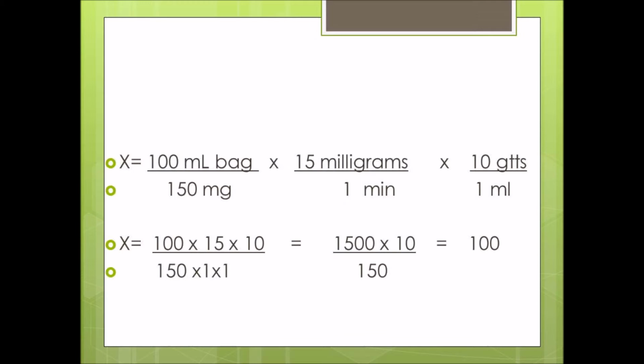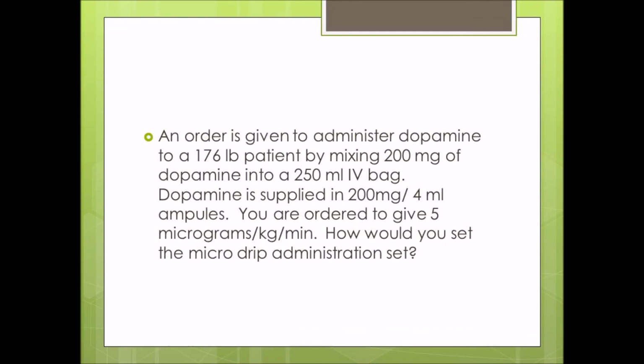Well, 15 times 100 is 1500. 1500 divided by 150 is equal to 10. Simply there, we can cross out 150 above, 150 below, which is equal to 1 with that extra 0. So we have 10 times 10. 10 times 10 is equal to 100. Now, had we used a microdrop set on this, that would be 60. 60 times 10 would be 600.